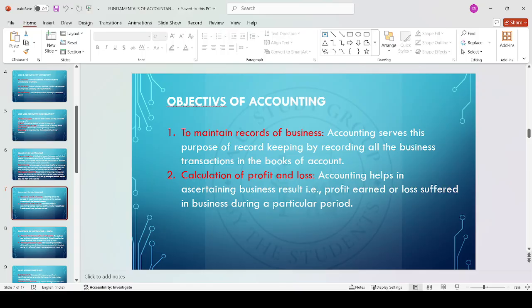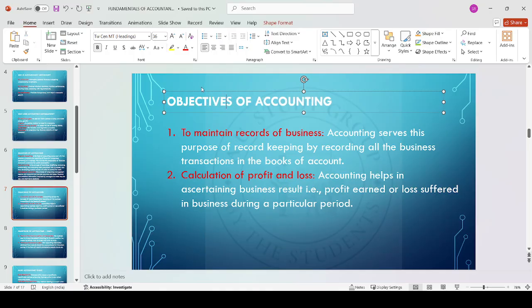Now, objectives of accounting. So what are the main goals or objectives of doing all this accounting? It's good that we are doing accounting, we are trying to understand what accountancy means and everything, but why are we doing it? What is the purpose of accounting? What is the objective of accounting? Spelling error there.